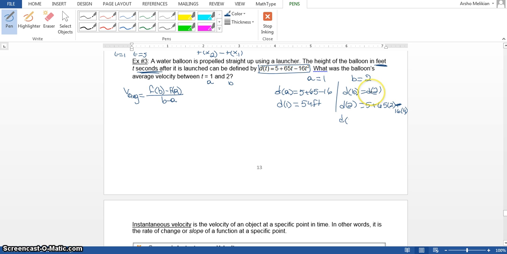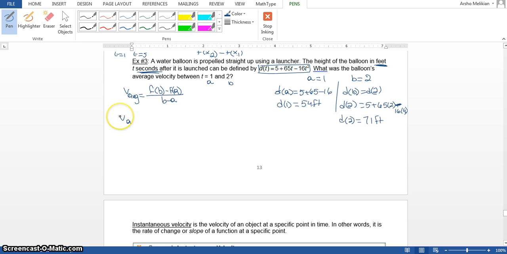So D of 2 is what? 71 feet. And does that make sense? We're talking about a launcher that launched this balloon straight up. 1 second after, it's at 54 feet, and then in the next second it's higher at 71 feet. So yeah, so far that's making sense.